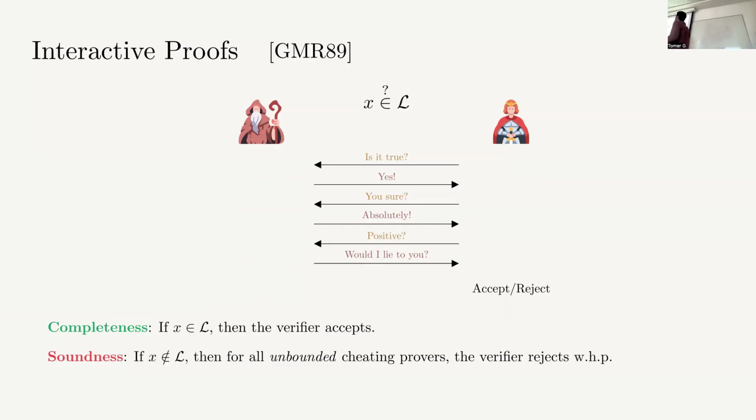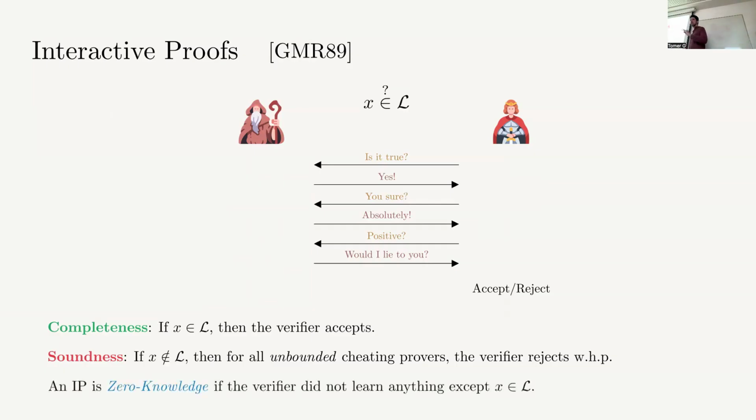Another interesting property of interactive proofs that we can ask for is what we call zero knowledge, which at least intuitively means that after the interaction, the verifier has not learned anything except being convinced that the claim is true.